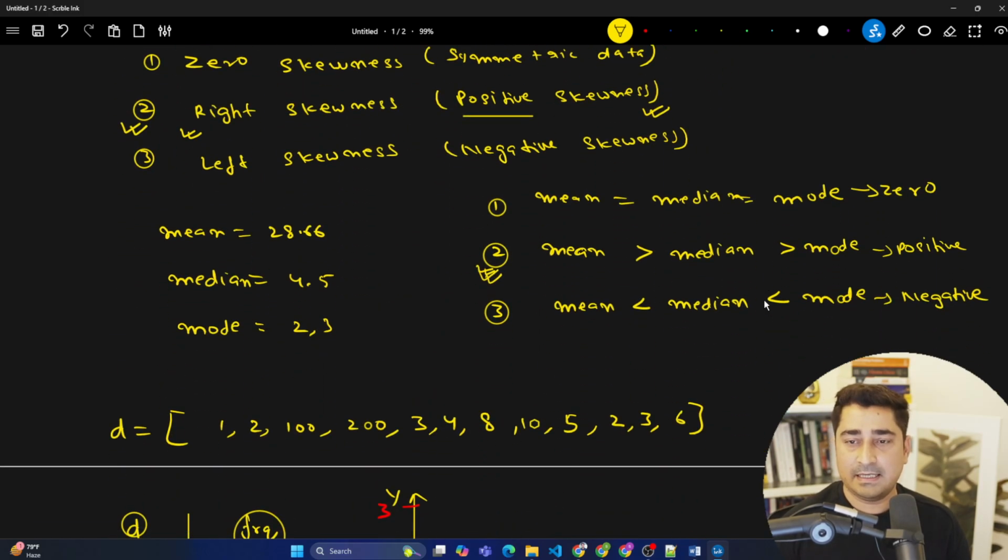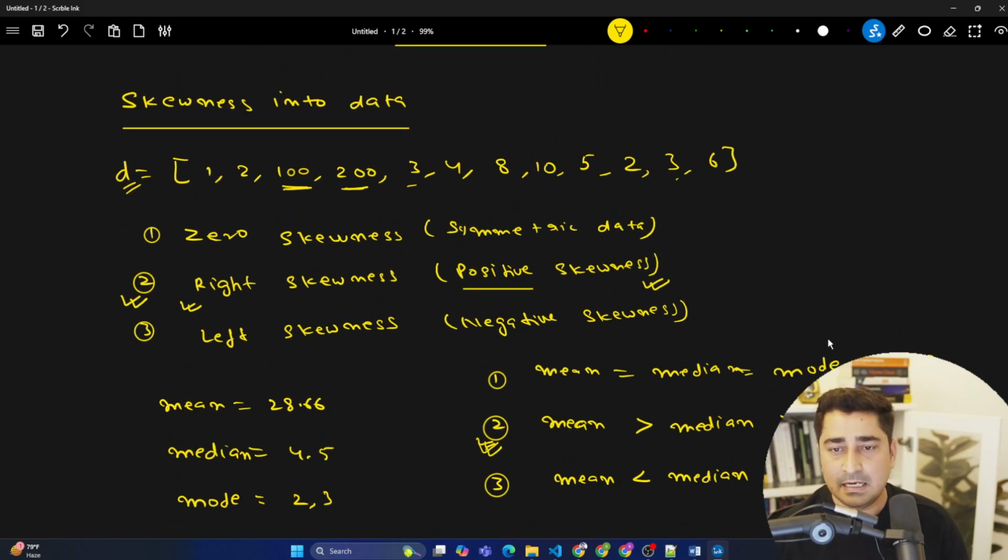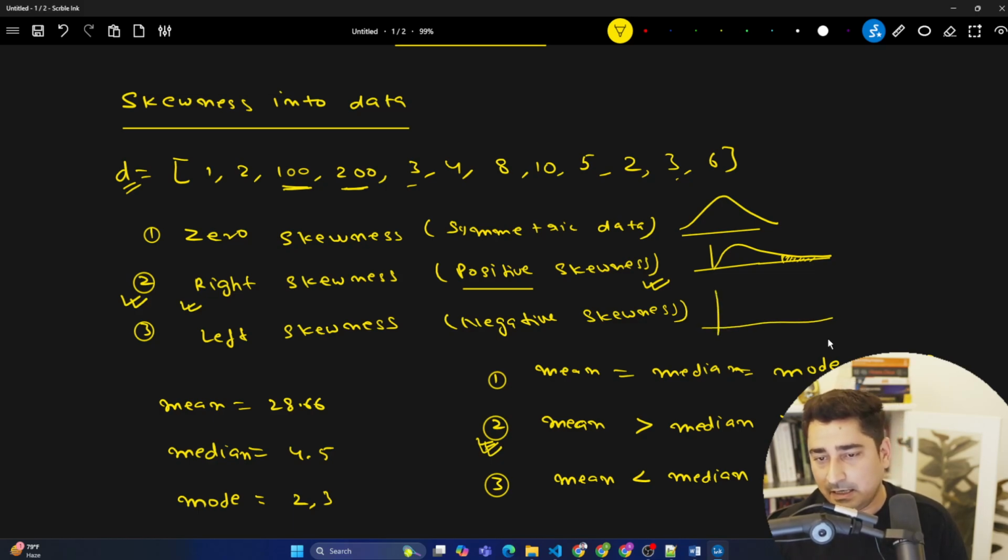If the data set is completely symmetric, means condition number 1, zero skewness, in that case, the data set is going to form a complete bell curve, as you can see. If the data set is rightly skewed, in that case, it will be able to form a tail on the right hand side, means there are very few data on the right hand side, extreme right hand side. If the data set is left skewed, in that case, you will be able to find out a tail on your left hand side, on this side basically.